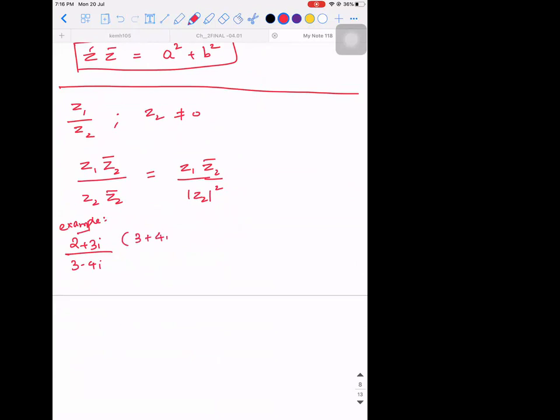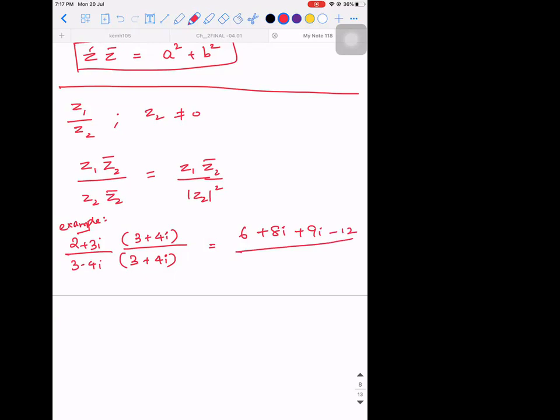Multiplied by 3 plus 4i, both numerator and denominator. So what will happen to the numerator? 2 into 3, 6. 2 into 4i, plus 8i. 3i into 3, 9i. 3i into 4i, minus 12.